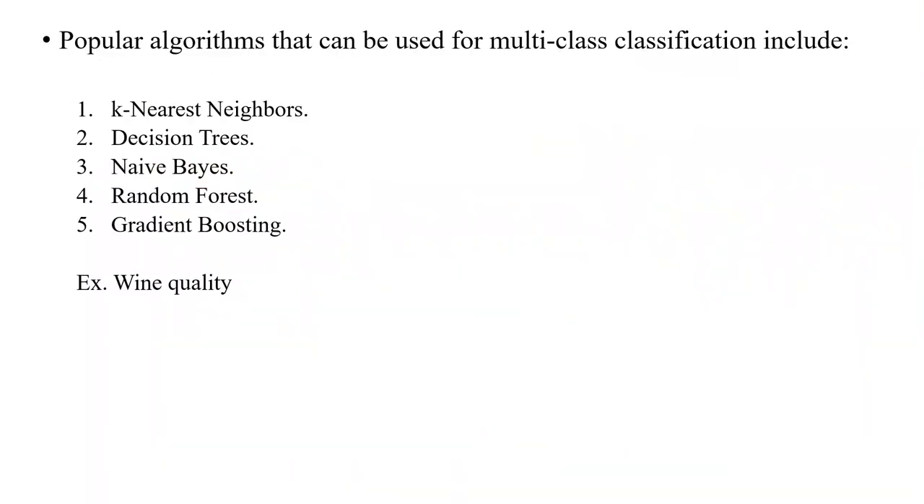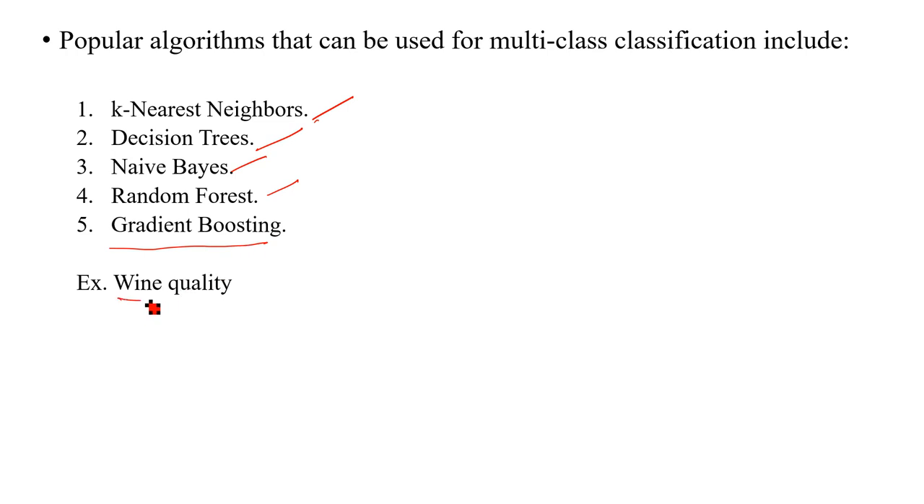So what are the popular algorithms that can be used for multi-class classification? The KNN algorithm can be applied for both binary class and multi-class. Also decision trees, naive Bayes, random forest, and gradient boosting are used for multi-class classification algorithms.